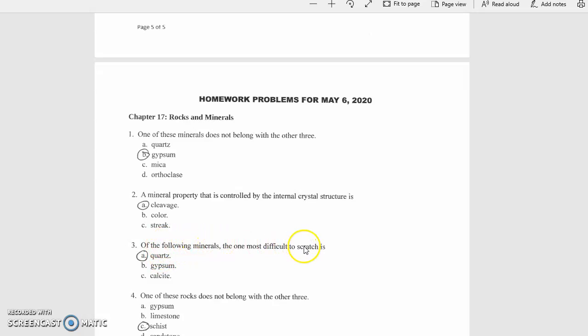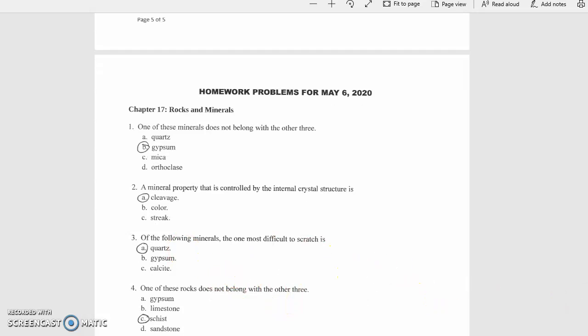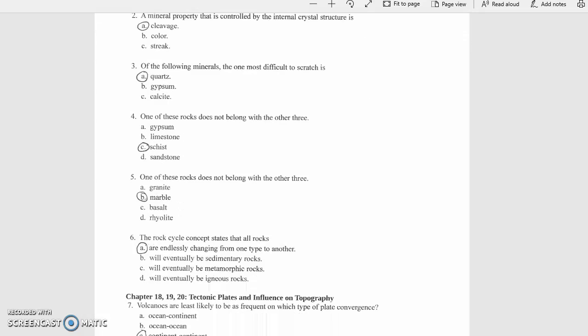That's most difficult to scratch is quartz. Of these right here, gypsum and calcite are fairly low in the Mohs index. Does not belong. The schist does not belong. Does not belong is marble. And here are endlessly changing from one type to another. That's the rock cycle concept that they have.